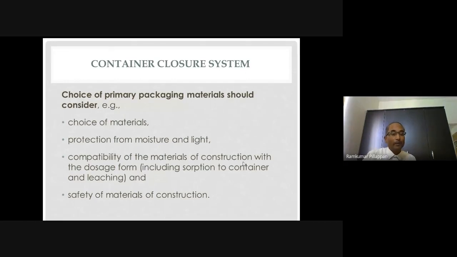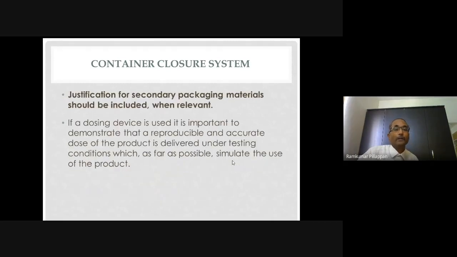Leaching means something from the container moves into the product. So that means there should not be any movement of any packaging material into the product itself. So this is important for safety of material constructions.